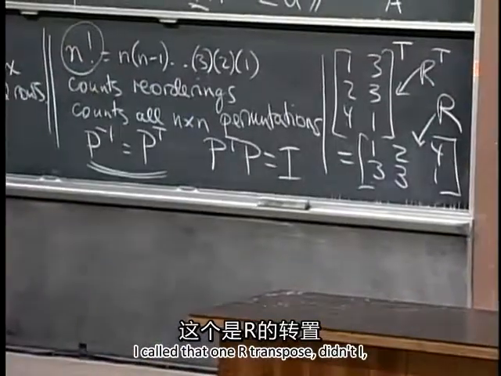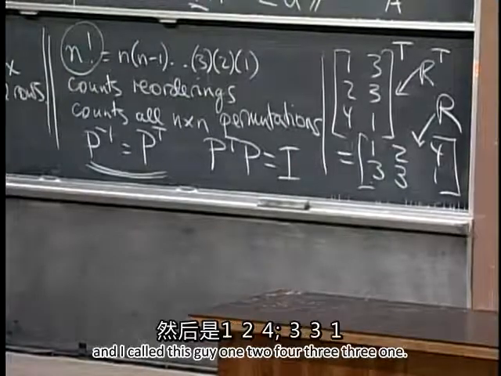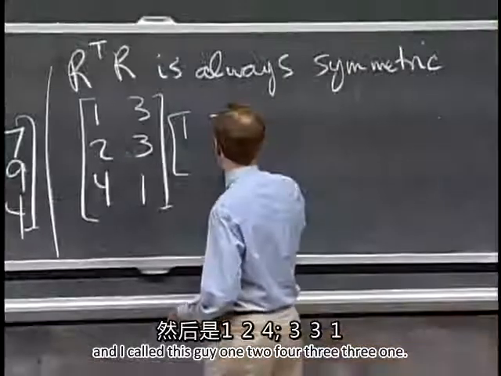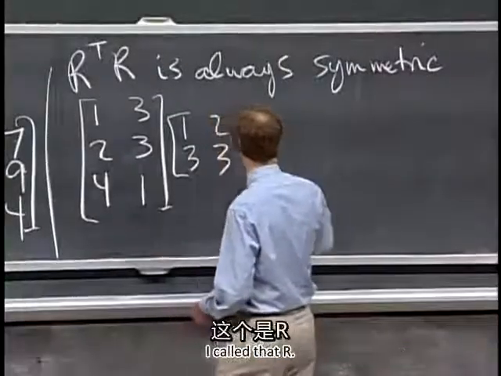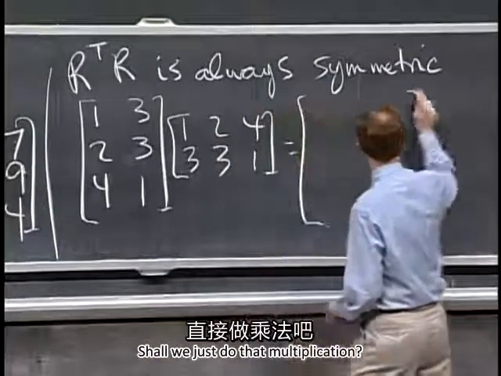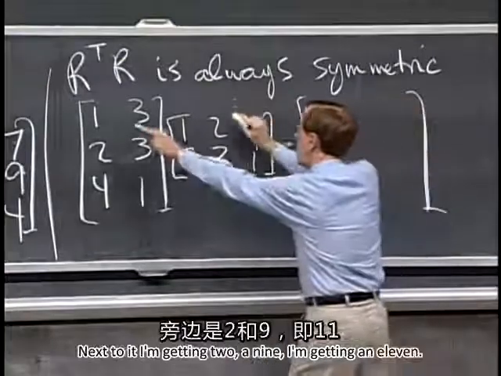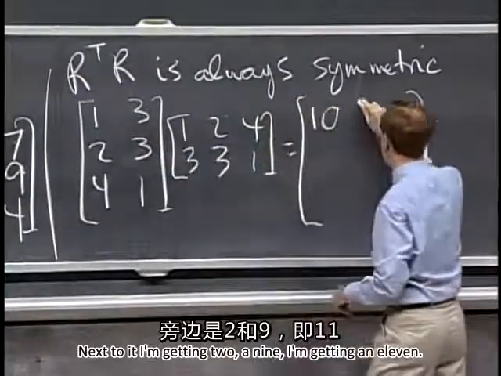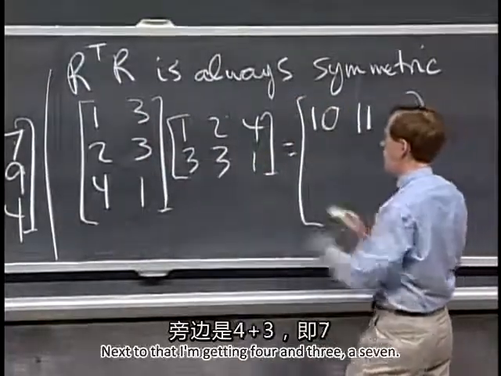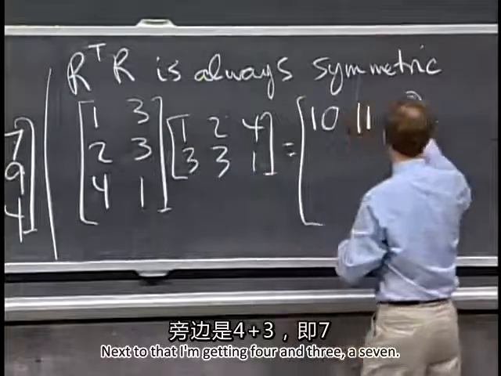I called that one R transpose, didn't I? And I called this guy [[1,2],[4,3],[3,1]]. I called that R. Should we just do that multiplication? Okay, so up here I'm getting a 10. Next to it I'm getting 2 and 9. I'm getting an 11. Next to that I'm getting 4 and 3, a 7.